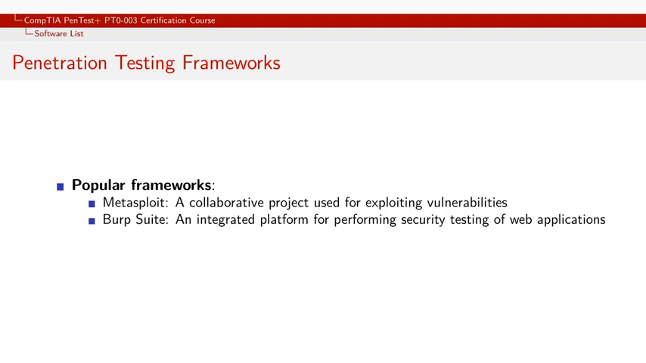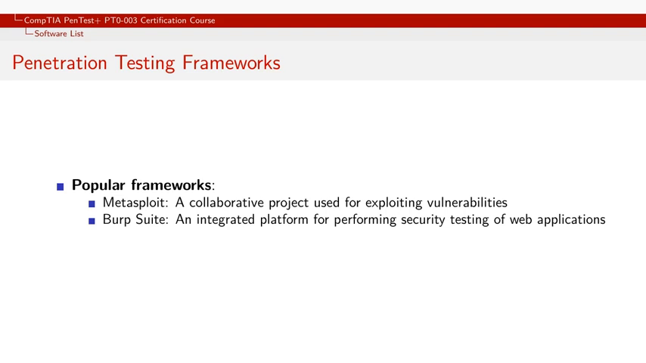Moving on to penetration testing frameworks, two of the most popular tools in this category are Metasploit and Burp Suite. Metasploit is a widely used project that provides a collaborative platform for security professionals to develop, test, and exploit known vulnerabilities in a controlled environment. It offers a rich set of features such as automated testing, payload generation, and exploit development, making it a cornerstone in many penetration testing toolkits.